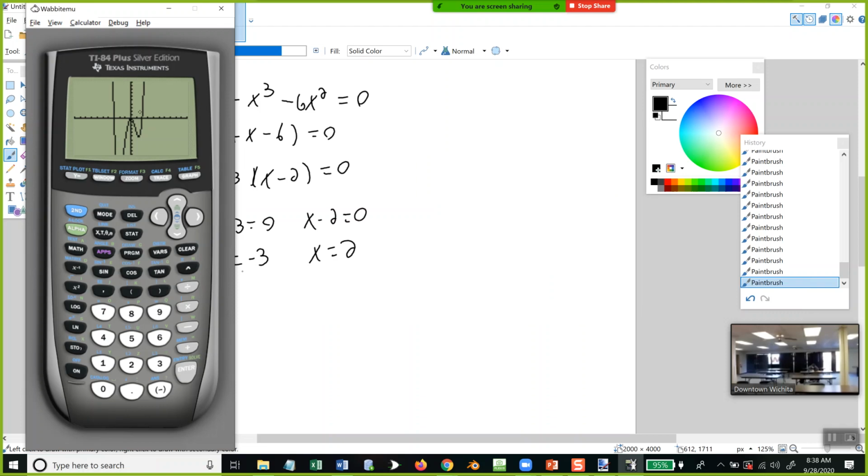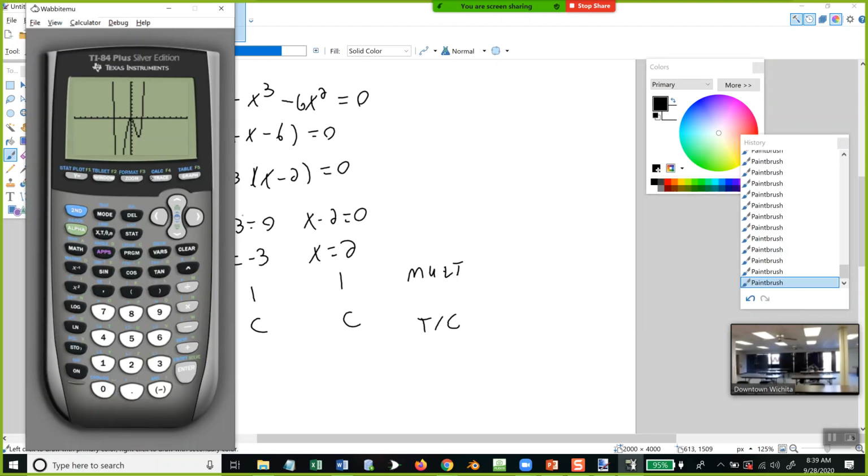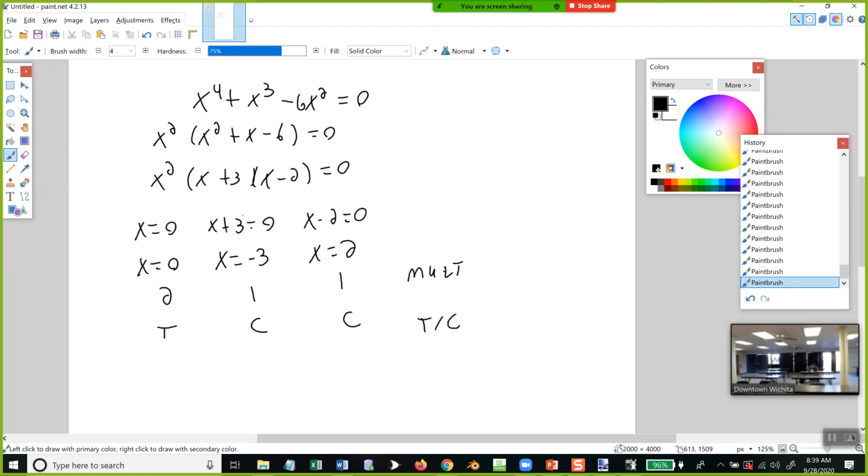0, negative 3, positive 2. That's where it touches or crosses the x-axis. Our multiplicity: the power on this is a 2, power on that's a 1, power on that's a 1. And then our touching and crossing, we said if we have an even, it touches. If we have an odd, it crosses. And you notice that x equals 0, it comes up, touches at a point, and turns back around and goes back down. So that goes hand in hand with what we said that the graph should do.